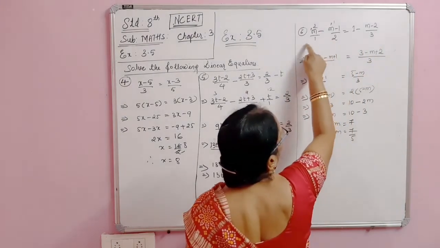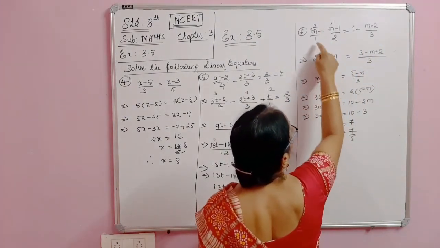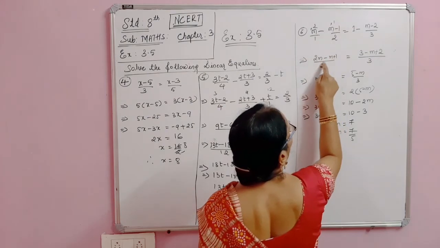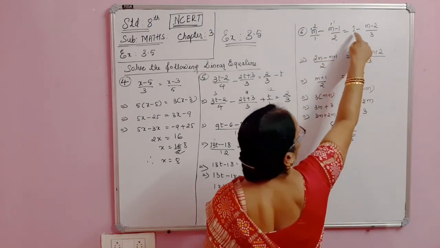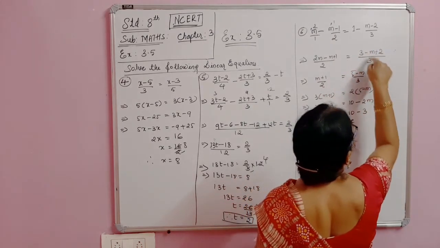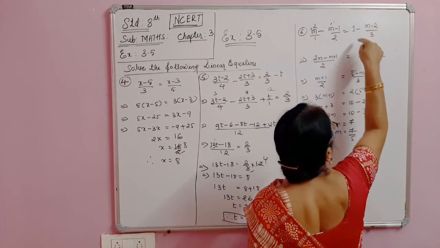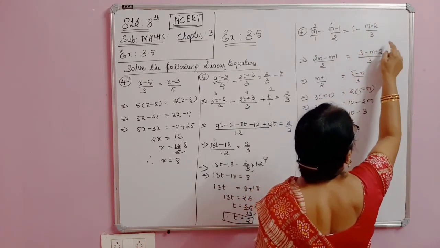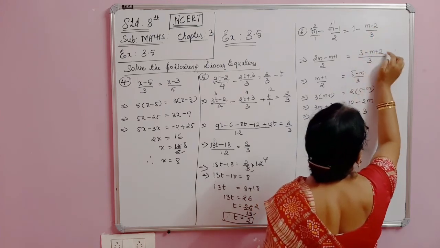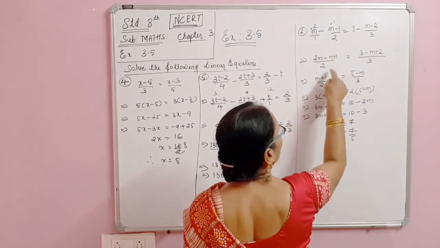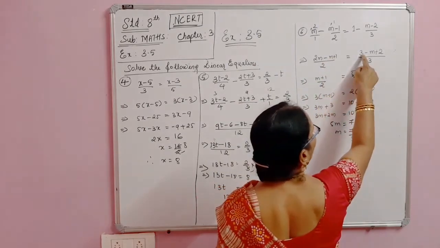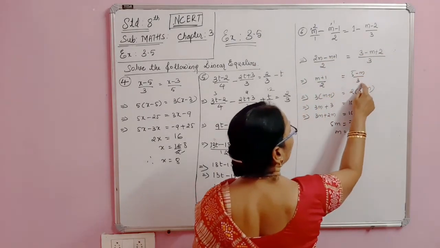So here LCM of these two is 2. Okay, 1 2s are 2, 2 1s are 2. Here 2m minus m plus 1. Here minus into minus plus 1. Here LCM of these two is 3. So 1 3s are 3, 3 1s are 3 minus m minus. Here it will become plus 2 divided by 3. Here see 2m minus m is m plus 1 as it is 2. Here 3 plus 2 is 5 minus m divided by 3.